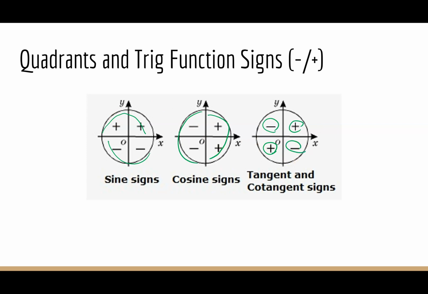So sine, up and down. Cosine, left and right. Tangent and cotangent, the corners. This also works for cosecant and secant, since those are flipped over versions of sine and cosine. So this will be necessary for the next couple problems. In these problems, you'll be given some information. It might seem a little cryptic, and then you're going to solve for missing trig functions. This diagram will determine if they're positive or negative.